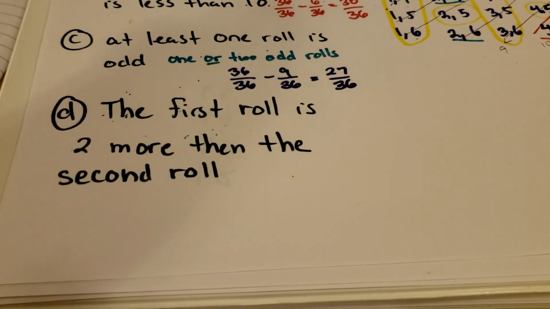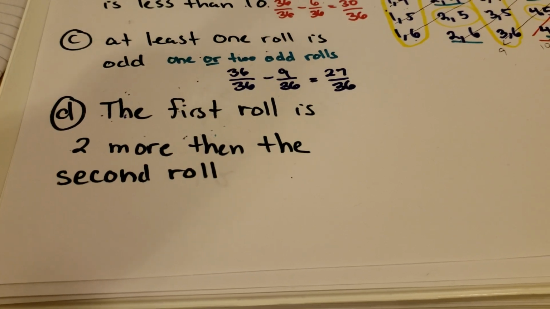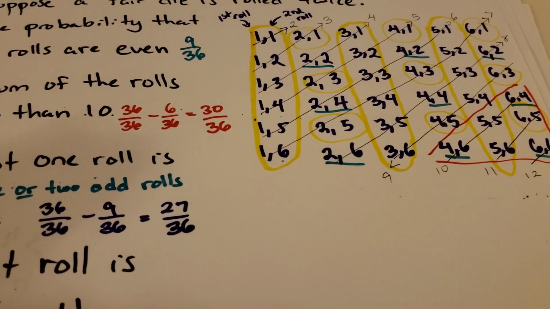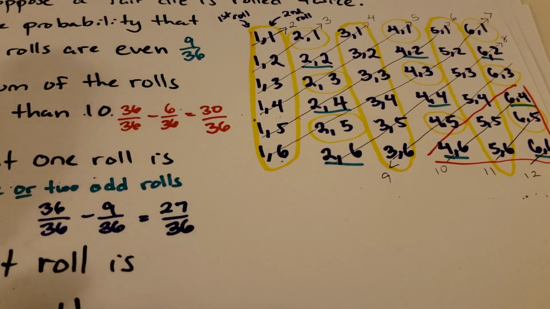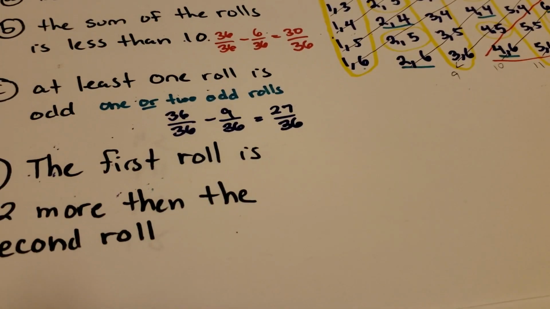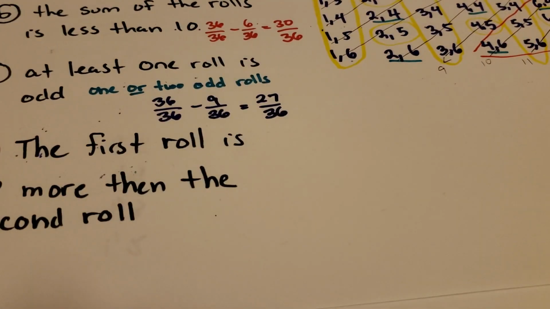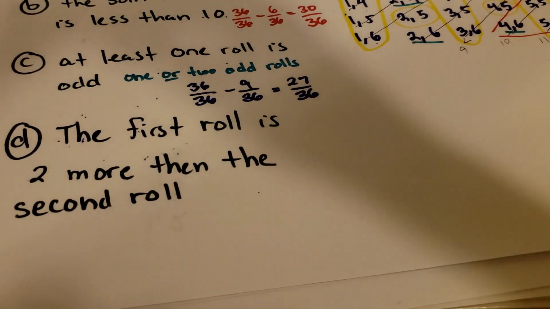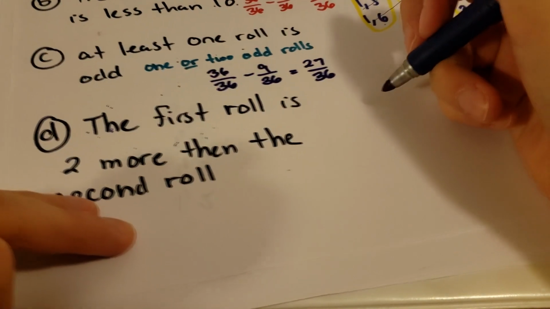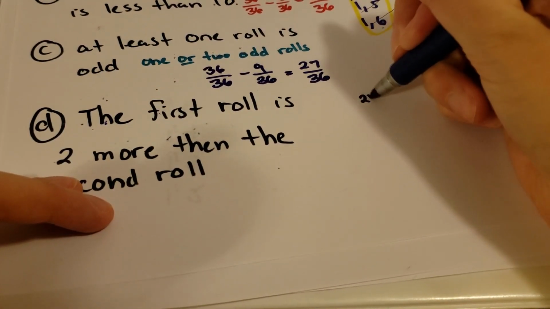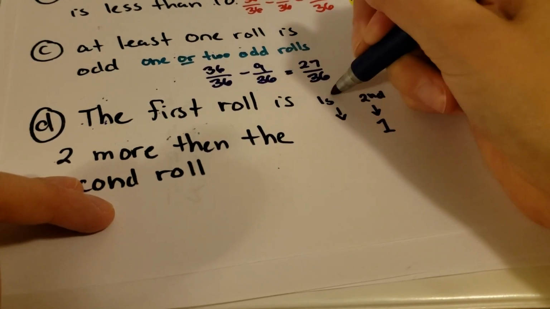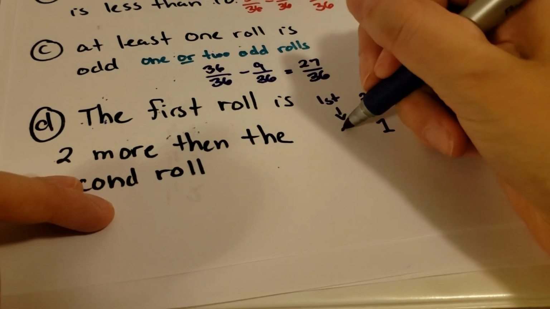Okay, so now let's go to D. D is saying we want to find the probability that the first roll is 2 more than the second roll. Okay, so we could look for these in here, but in this case it may be easier to list out what our possibilities are and then look for them. So if we want our first roll to be 2 more than the second roll, we'll list out some possibilities. If our second roll is 1 and our first roll is 2 more than that, well, 2 more than that would be 3.